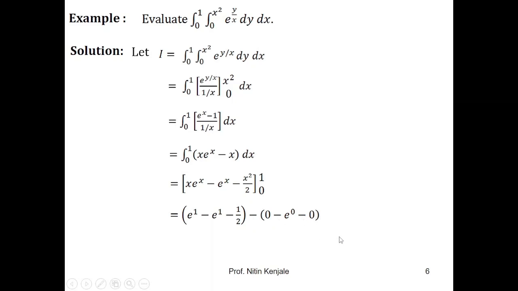E raised to 0 is 1. So we have minus minus plus 1 minus half. This e raised to 1 and minus e raised to 1 will get cancelled. Minus half plus 1 is half. So value of this double integral is half.